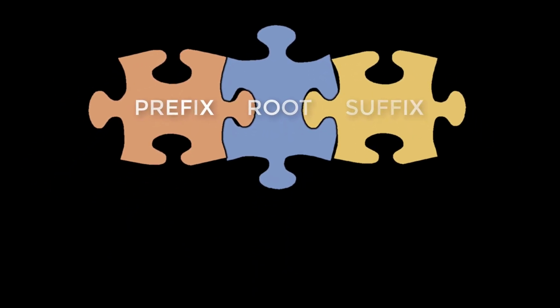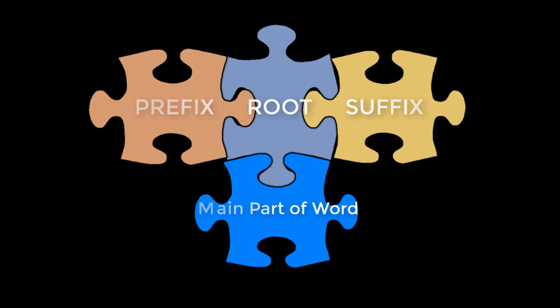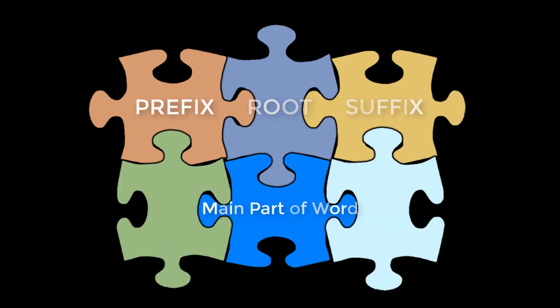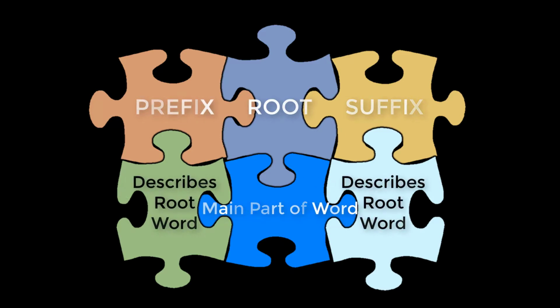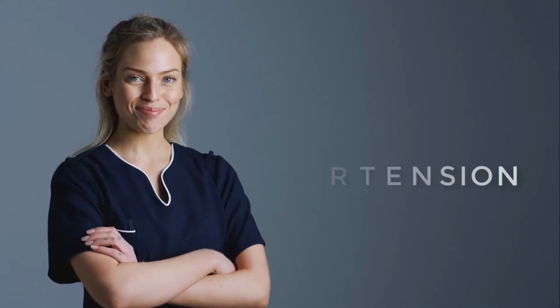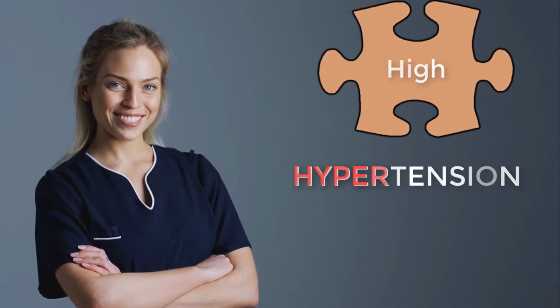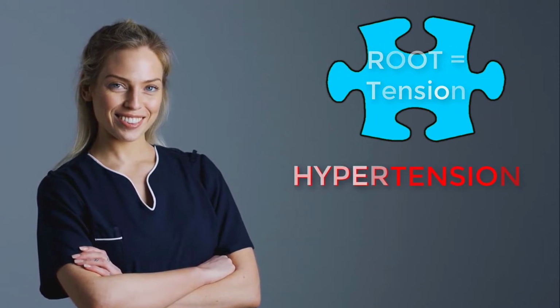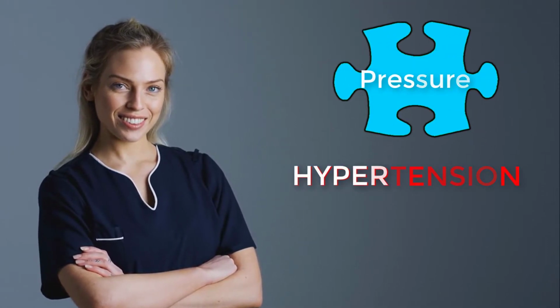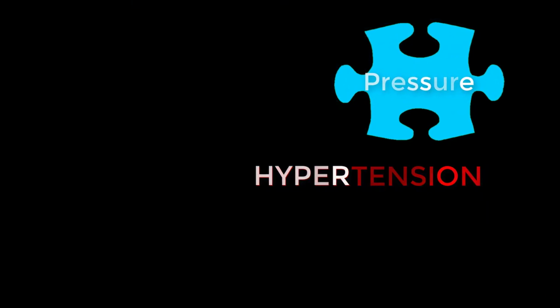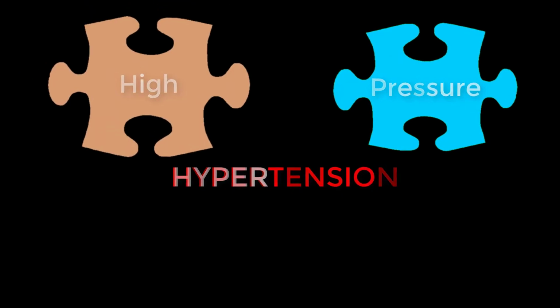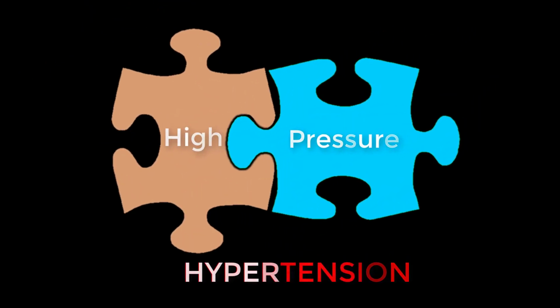The root of a term often refers to an organ, tissue, or condition, whereas the prefix or suffix often describes the root word. For example, in the disorder hypertension, the prefix hyper means high or over, and the root word tension refers to pressure. So, the word hypertension refers to abnormally high blood pressure.